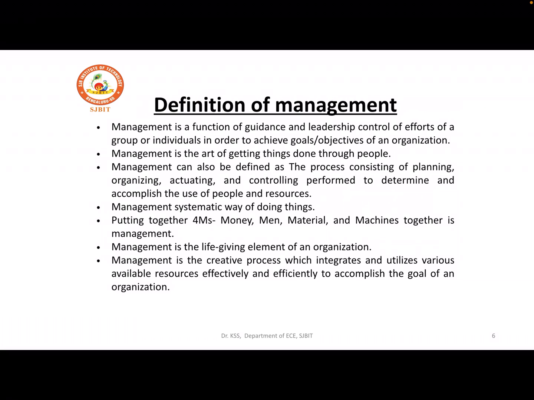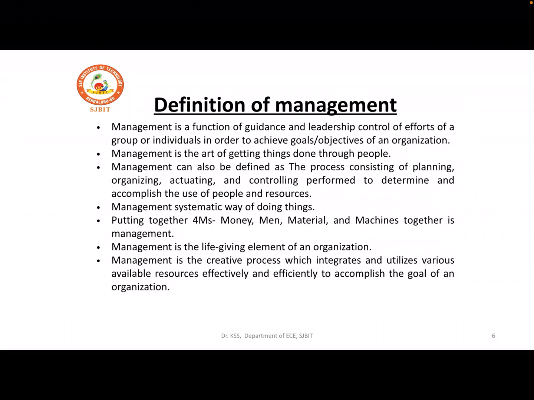Then one more very popular definition is putting together the 4 M's. Any management should manage money, men, material and machines. Management is also a systematic way of doing things. Today you should do like this, morning you should do this, afternoon you should do this, evening you should do this. So it is a systematic way of doing things, not haphazardly.